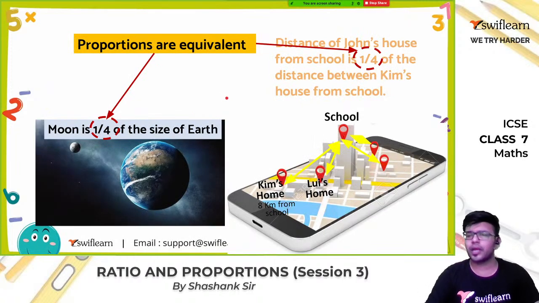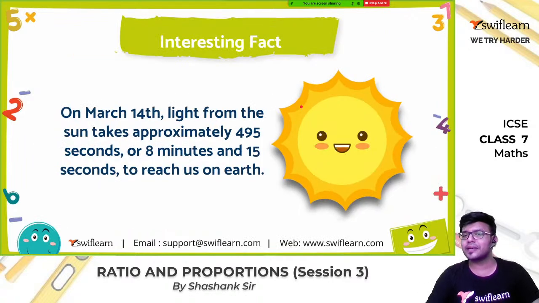Now देखो यहाँ पे, let us take this example. The distance of John's house from school is 1 is to 4, and the moon is 1/4 the size of Earth. This is also 1/4. Are they in proportion? Yes, the ratios are same, so they are in proportion.